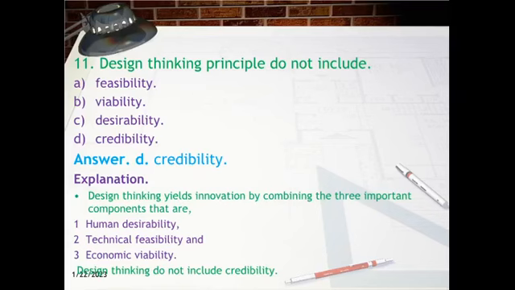11. Design thinking principle does not include: A. Feasibility, B. Viability, C. Desirability, D. Credibility. Answer: D. Credibility. Explanation: design thinking yields innovation by combining the three important components that are 1. Human desirability, 2. Technical feasibility, and 3. Economic viability. Design thinking does not include credibility.